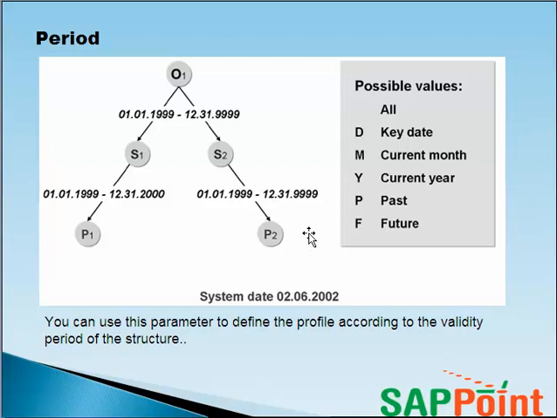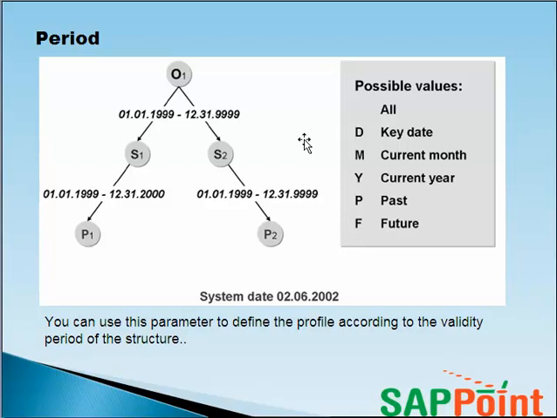So since the user in this case only has authorization for the objects in the structure valid for this date, and the relationship between S1 and P1 ends before this date, the user is not granted access to P1. He is only granted access to P2.